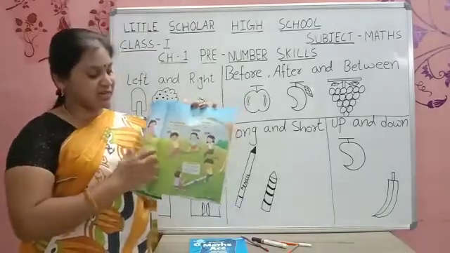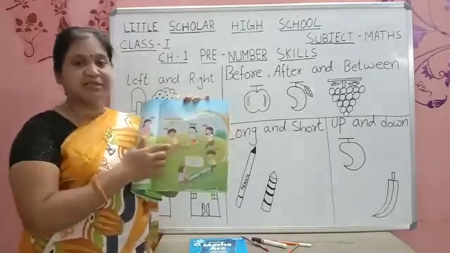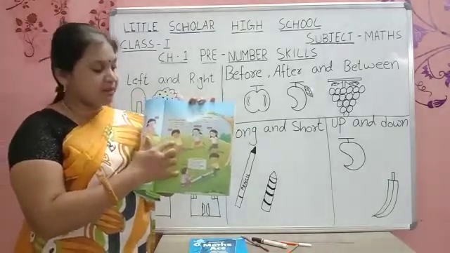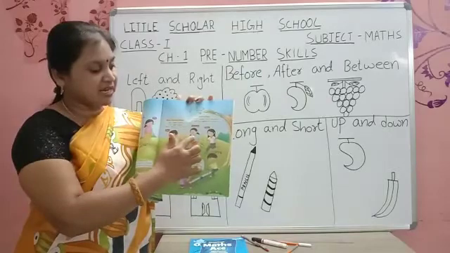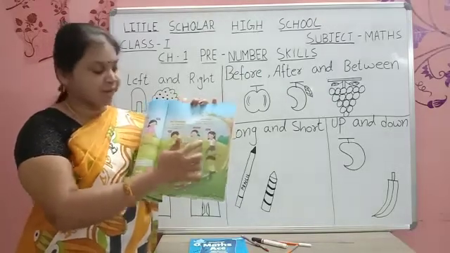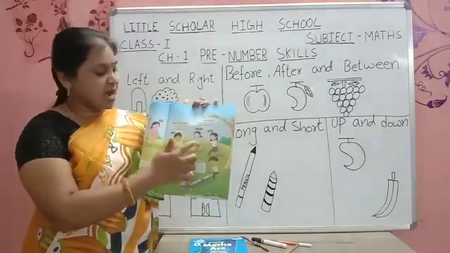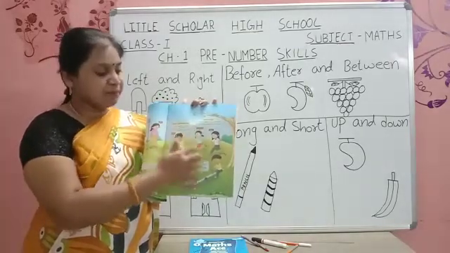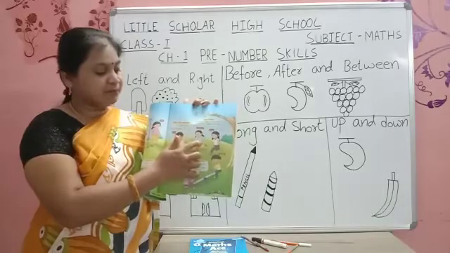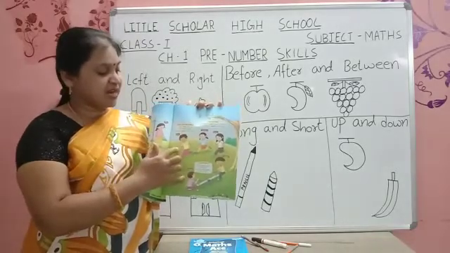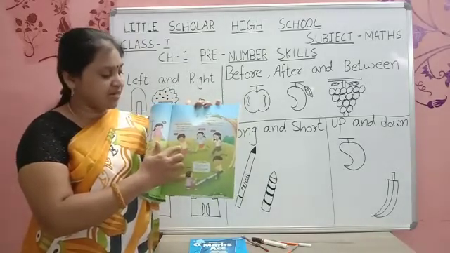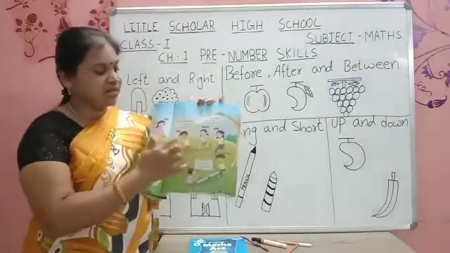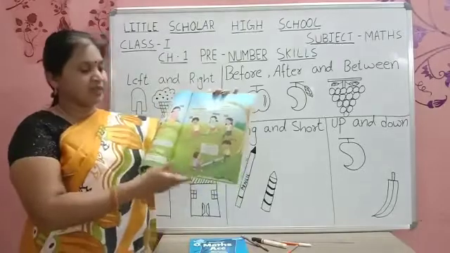Once again I will explain. Here we have 3 children. They have a running race. In first place we can see Ram, second Harleen, and third Sana. So where is Ram? Ram is before Harleen. Sana is after Harleen. And Harleen is between Ram and Sana.